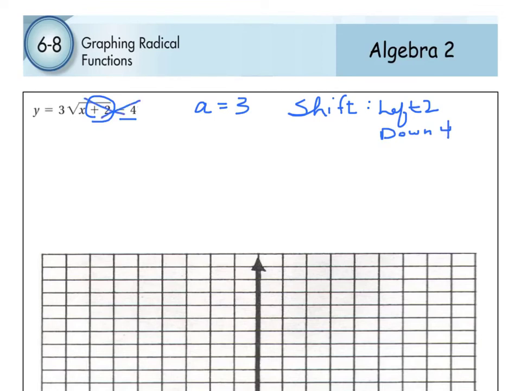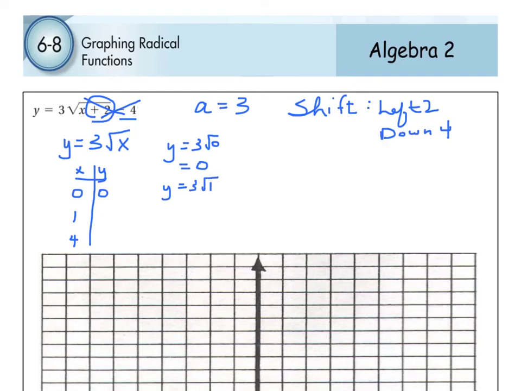And then I'm going to cross these guys out, because I'm going to graph first y equals 3 times the square root of x. And this allows me to put in the same numbers every time. 0, 1, and 4. So again, if I put in 0, y equals 3 times the square root of 0, which is still going to be 0, because 0 times 3 is 0. Y equals 3 times the square root of 1. Square root of 1 is 1, 3 times 1 is 3. And y equals 3 times the square root of 4. Square root of 4 is 2, 3 times 2 is 6.